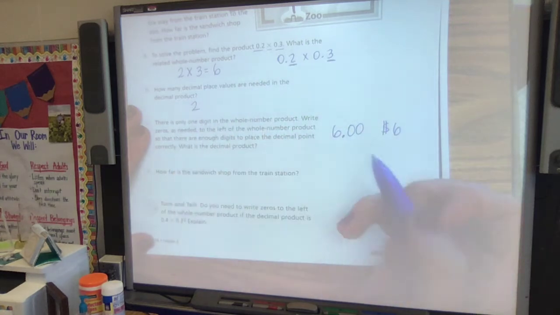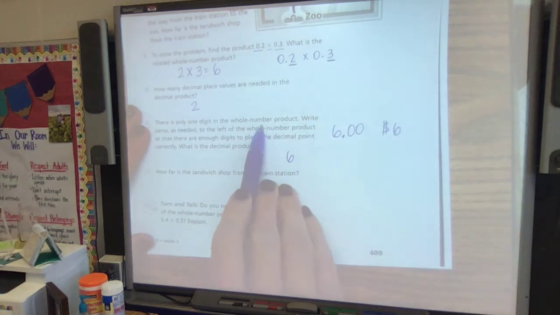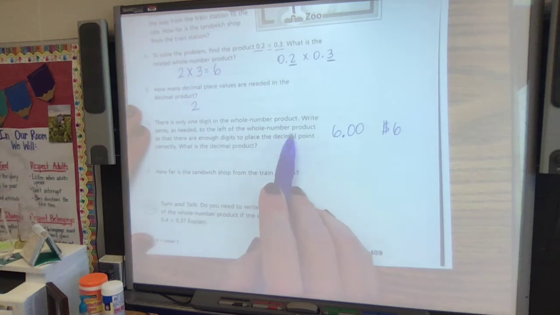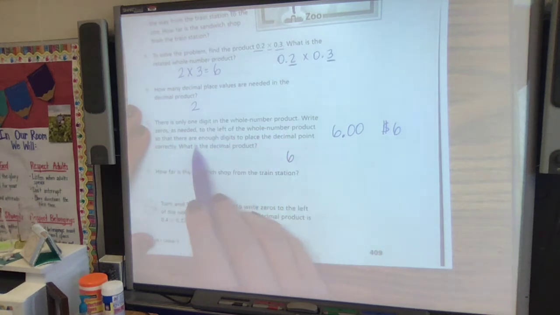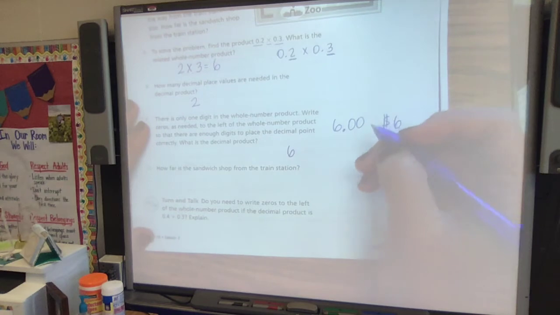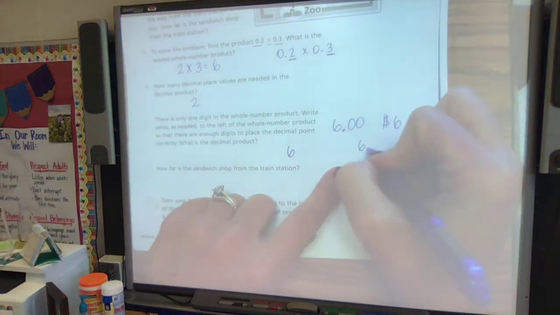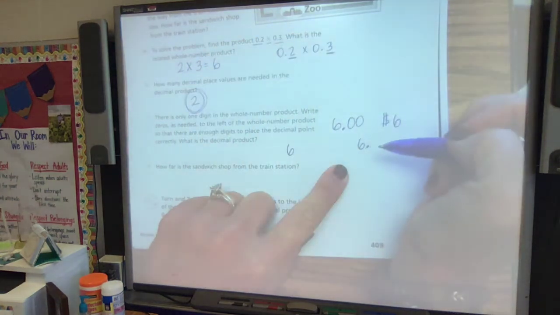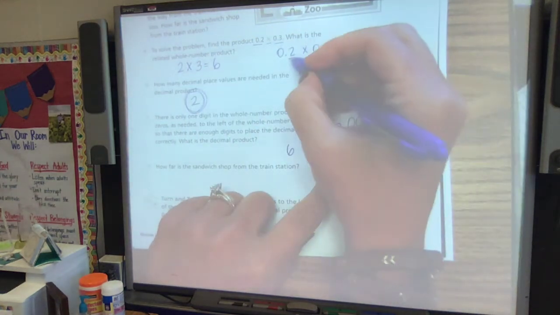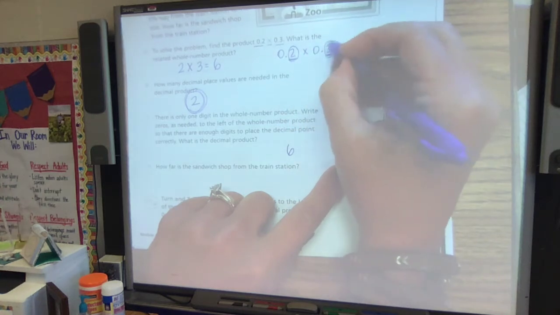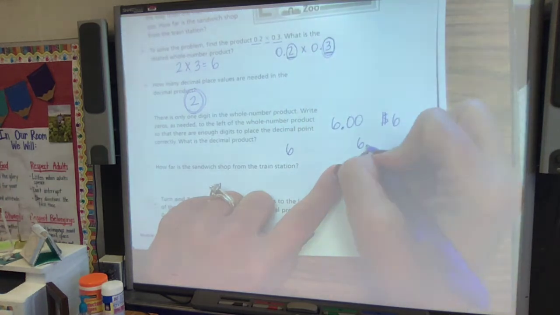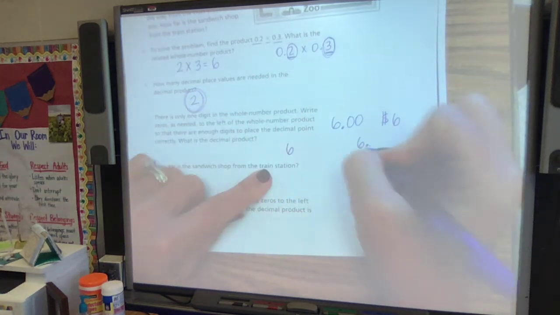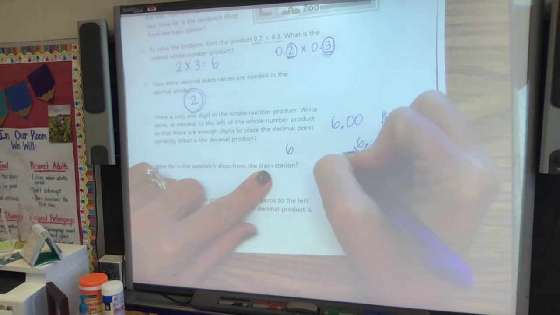So it says there's only 1 digit in the whole number product, where we did it up here. Write zeros as needed to the left so that there are enough digits to place the decimal point correctly. So since we know that there's always a decimal here, and we knew that we needed 2 place values because we had our 2 in the tenths and our 3 in the tenths place, then we're going to move backwards, right? Because this is smaller than the whole number. This is 2/10 and 3/10. We're going to move backwards 2 times.